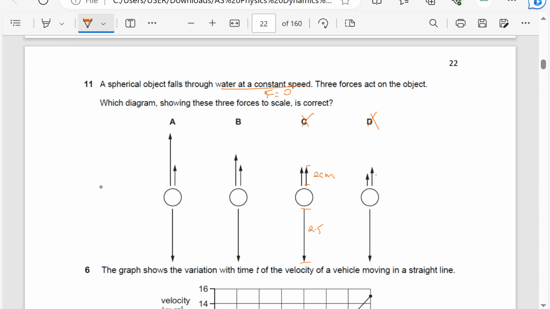So when I check here, A is automatically wrong, because this is approximately 2.5 centimeters, but when I add this 1 centimeter, it means upwards is greater than downwards. So the answer is going to be B, because this is 1.5 and the short one is 1 centimeter. When you add up, you get 2.5. So the answer is B. Resultant force is 0. I've just checked the magnitudes by measuring the lengths. You can also do that.